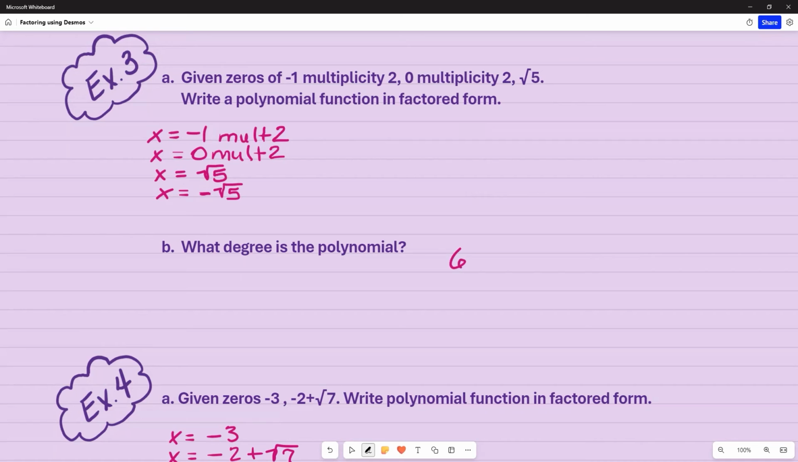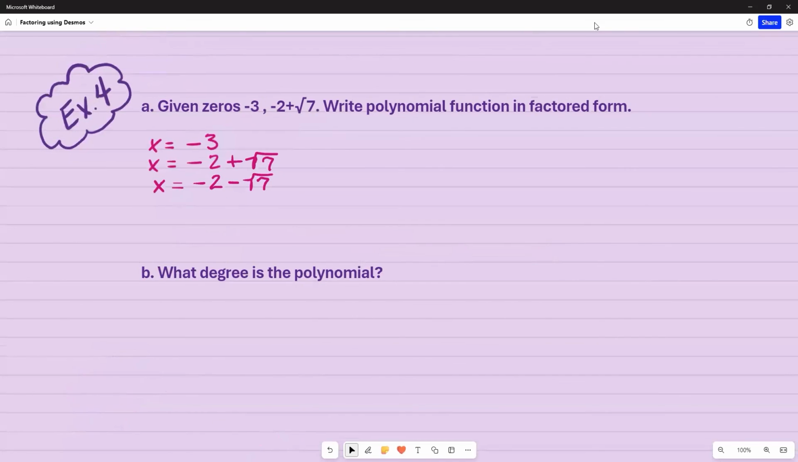And if I were looking at it in standard form, it would be the highest degree is raised to the 6th power. In the last example, if I am given zeros, -3, -2 plus root 7, I am asked to write a polynomial function in factored form. Whenever I move anything over from one side to the other, I change the sign. So I'm putting this in factored form. So that's going to be x plus 3.